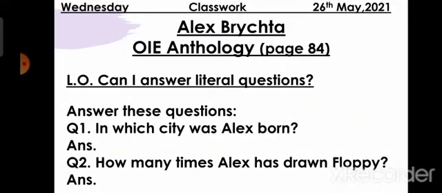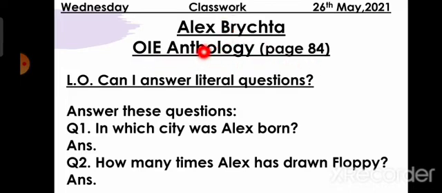Have all of you written? That's great. After that, you will leave a 2 or 3 finger gap from the margin line and then write the topic, that is Alex Brichta. On the first line, you will write Alex Brichta. After that, come to the next line and write OIE Anthology, page number 84. OIE is the abbreviation of Oxford International English. So these letters will be capital. OIE Anthology, page number 84.